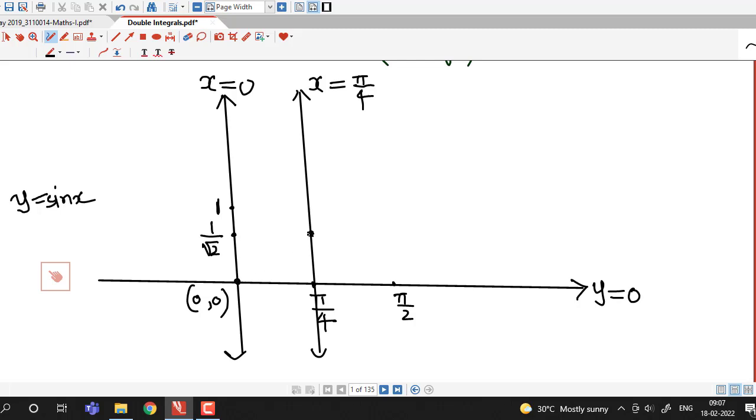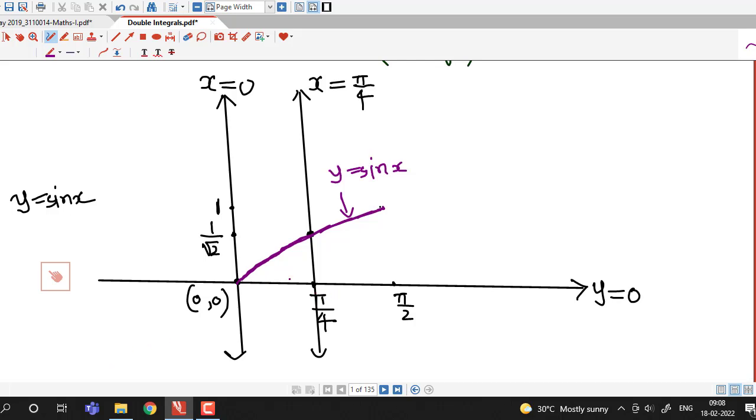At x equal to pi by 4, the value of y is 1 over root 2, so it will pass through this point. At x equal to pi by 2, sin pi by 2 is 1, so it will go in this direction. The graph of y equal to sin x will be going in this direction, but we are interested in the graph of sin x between x equal to 0 and pi by 4 only. But let me sketch up to pi by 2.